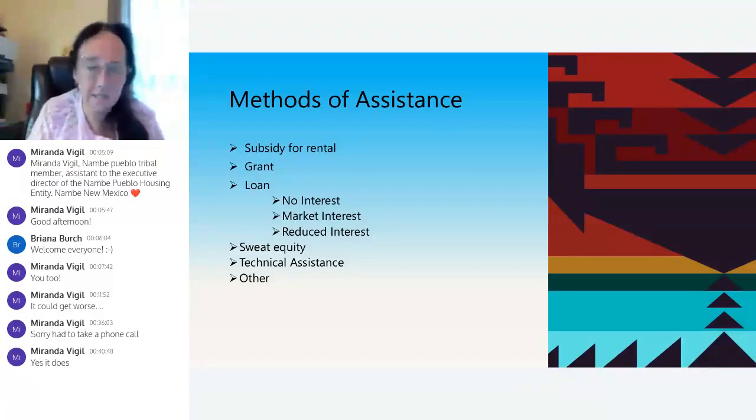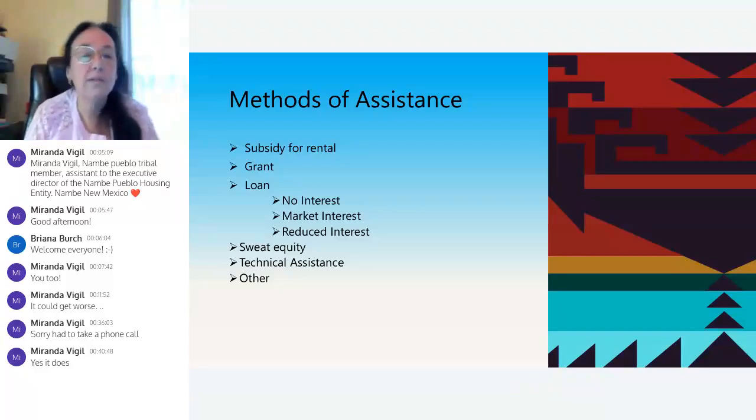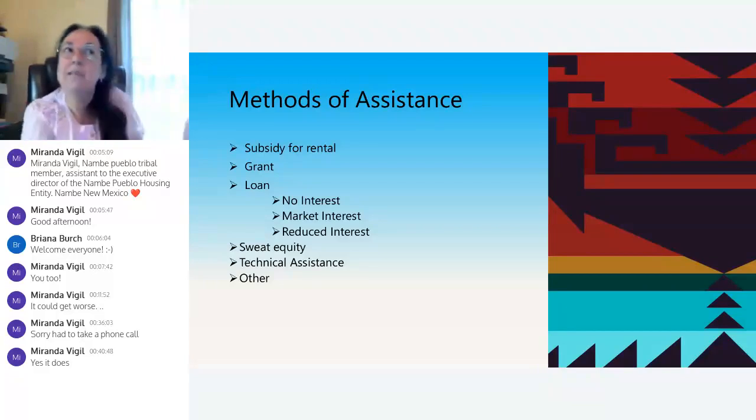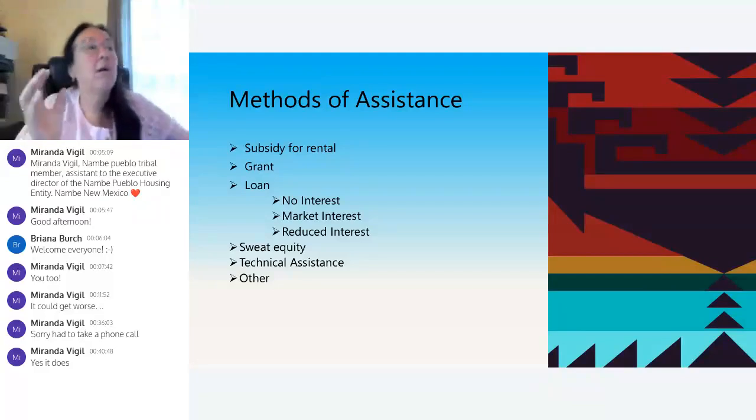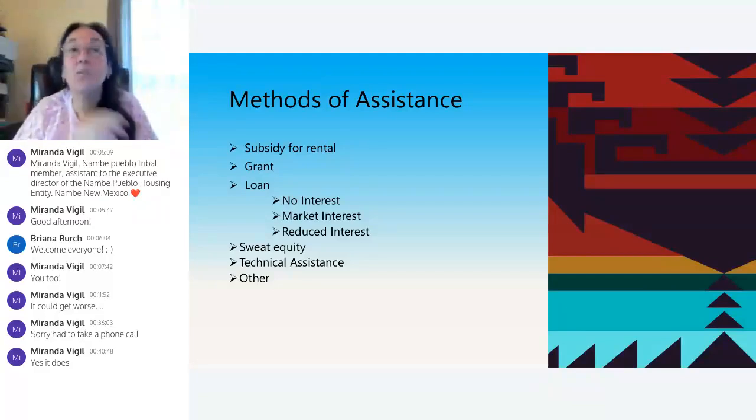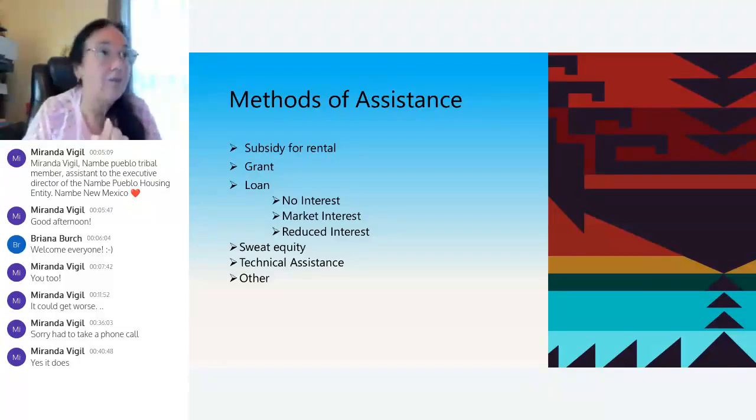Methods of assistance. Are you going to do a subsidy for a rental? Is it going to be a grant? Is it going to be a loan? Is it going to be a no interest product, a market interest, or a reduced interest product? That takes away from the money that you have to run your other programs. Remember that when you have that out there. Are you going to allow sweat equity? Okay, sweat equity is a scary thing to a director unless you have a certified electrician or a carpenter that can go work on that house.